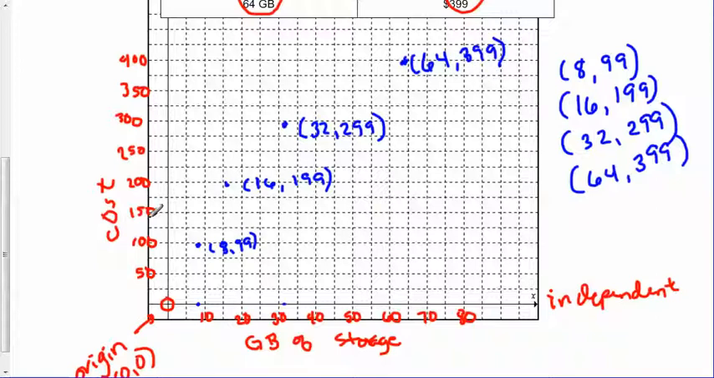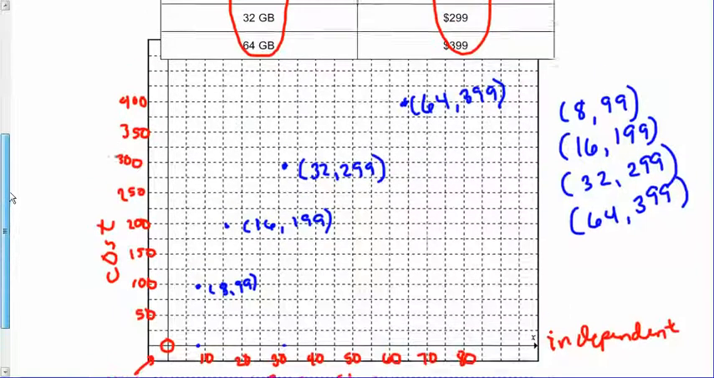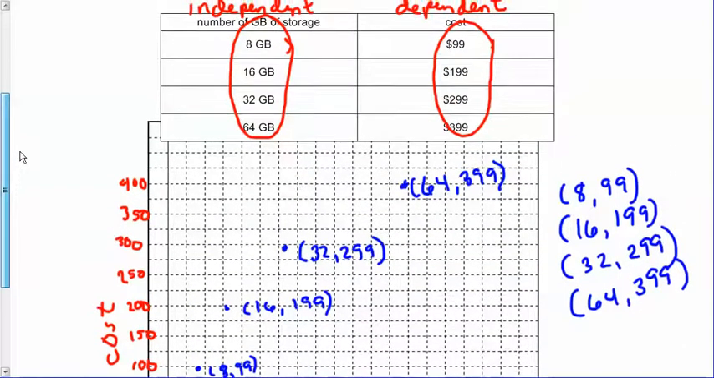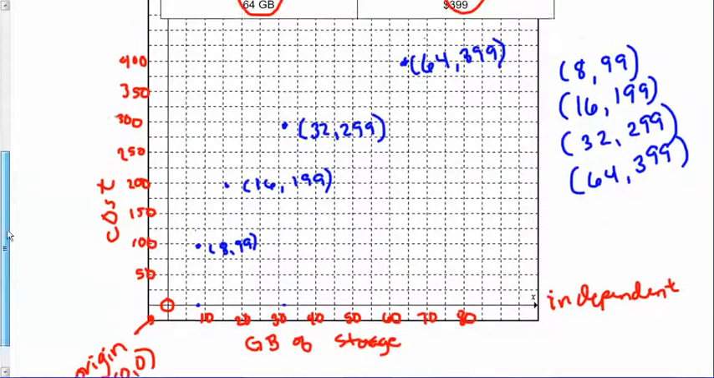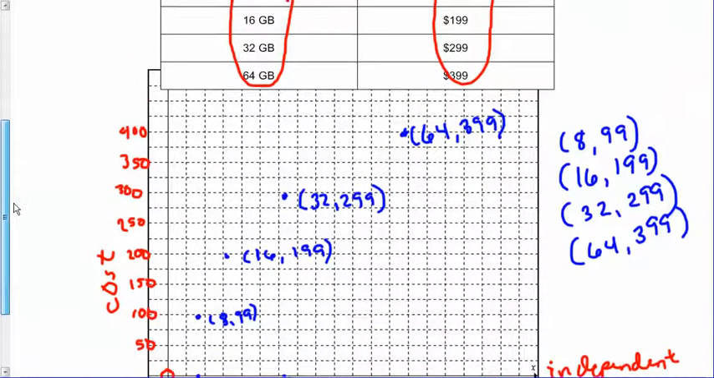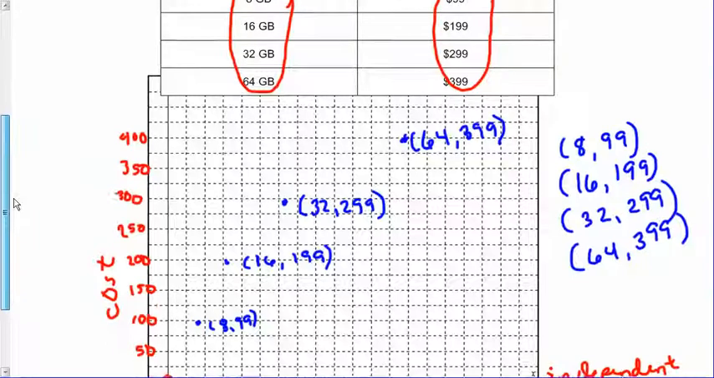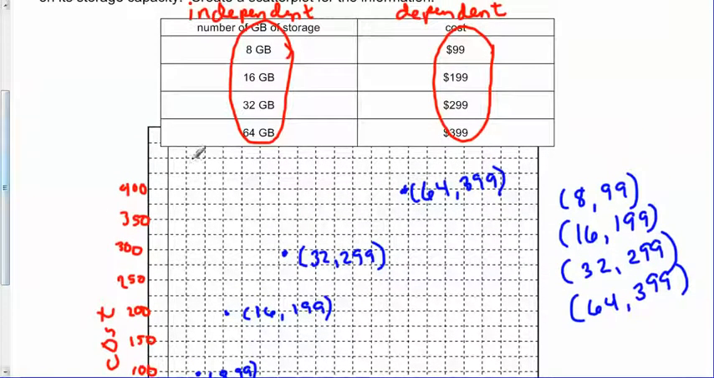So there's the scatter plot of the information that we were given in this table here, talking about the cost of cell phones. Okay, so that gives us a way of looking at the information a little bit differently, on a graph rather than just looking at it from a table of values.